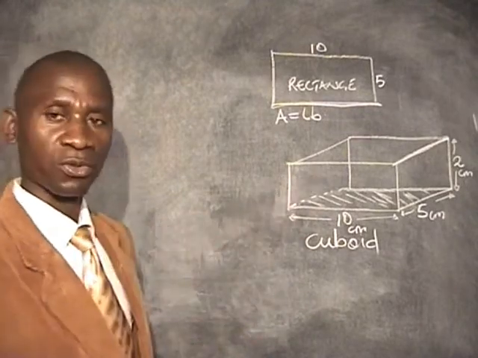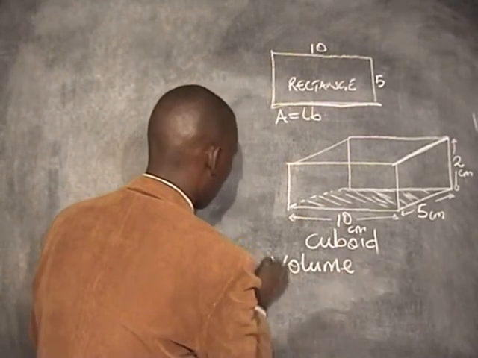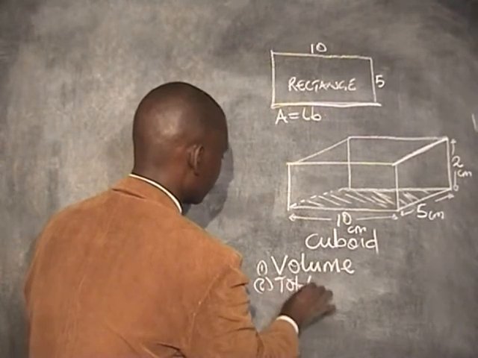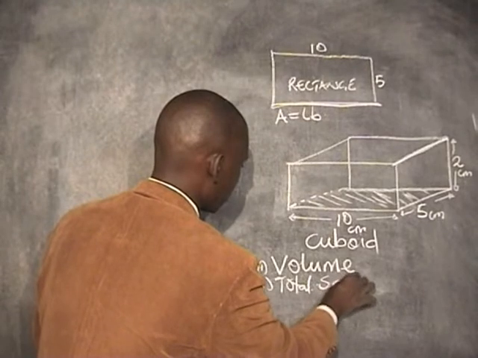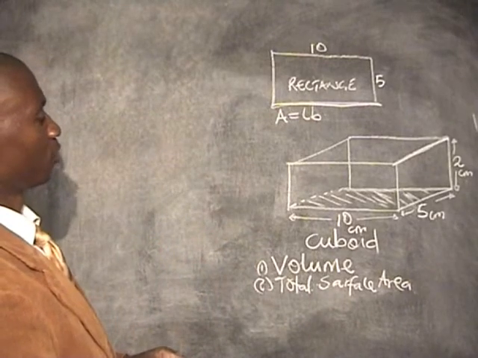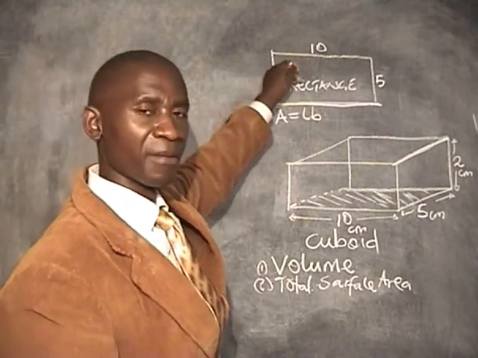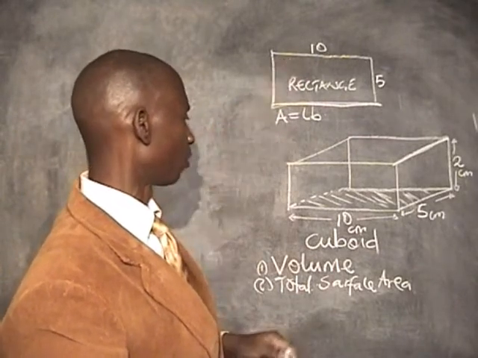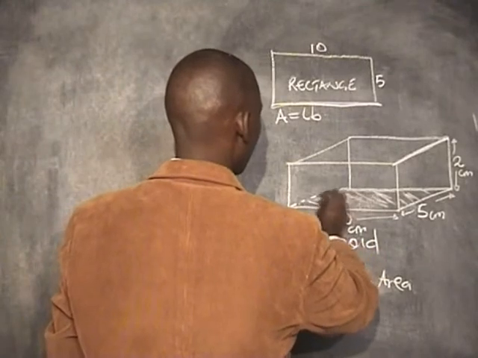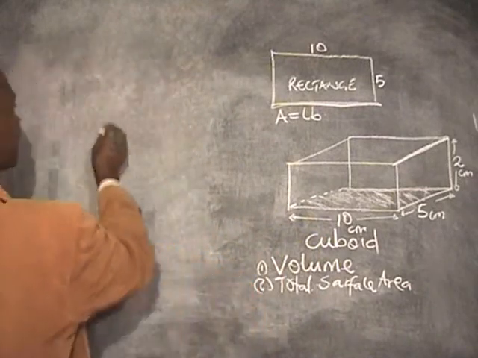Now, from a cuboid, what you should expect is that you can be questioned to find the volume, one. Then two, you can be questioned to find the total surface area, the area of the faces. So volume and total surface area, while for a plane figure you can be told to find the perimeter of the rectangle. So without wasting much of your time, how do we get the volume of a cuboid? And always, as you know, it is cross-section area or area of the base multiplied by perpendicular height. I'm sure that is understood. That is a cuboid.